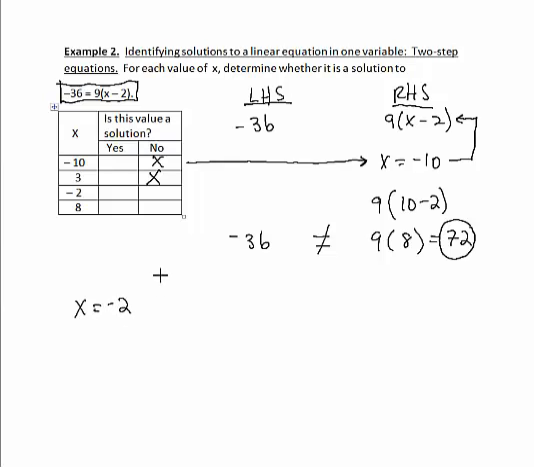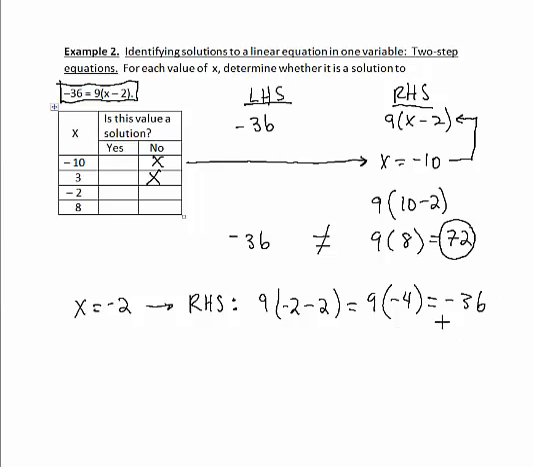Now we're asked to check x equals negative 2. Plug that into the right hand side, which is 9 times x minus 2. We would have negative 2 minus 2. Calculating the parentheses first, we have a negative 4, and 9 times 4 is 36, and we count only one negative with this multiplication, and so that would be a negative 36.